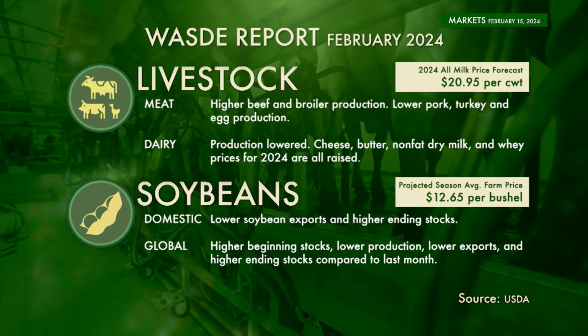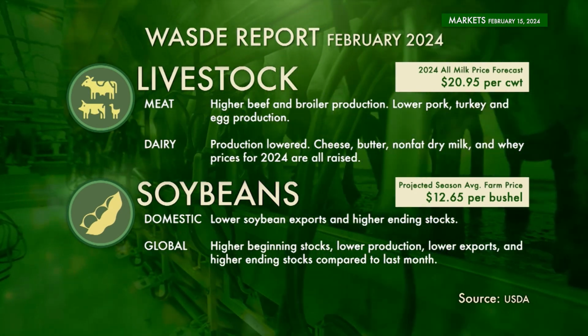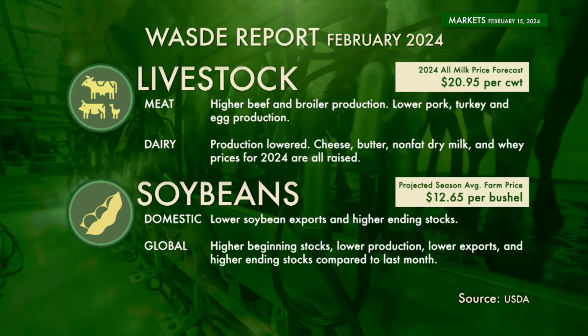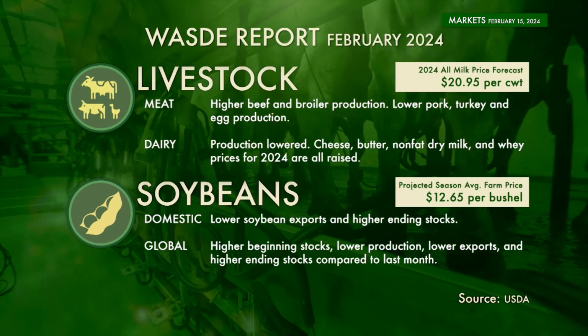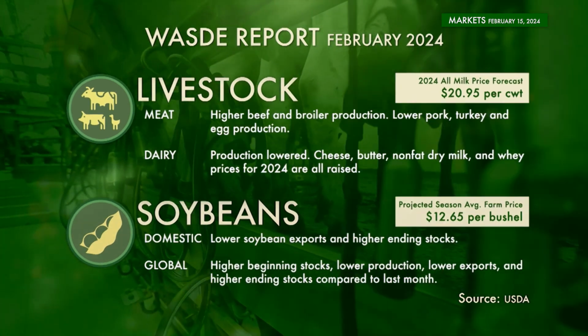U.S. milk production down due to less milk per cow, slightly offset by increasing herds. Butter and cheese exports expected to increase. Cheese, butter, non-fat dry milk, and whey prices raised. All milk price forecast $20.95 per hundredweight.